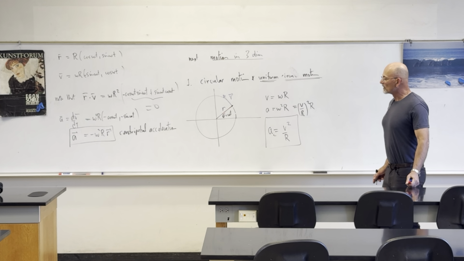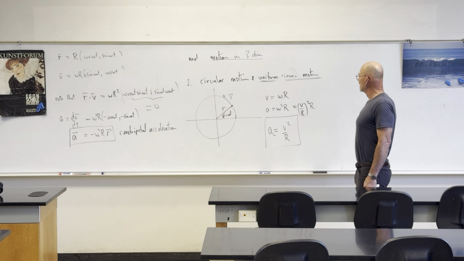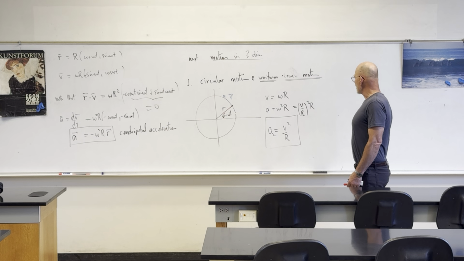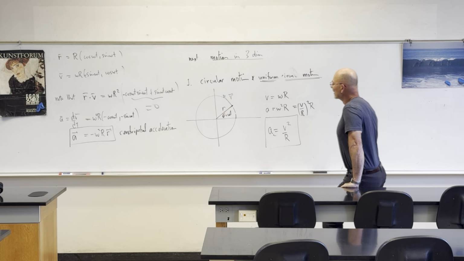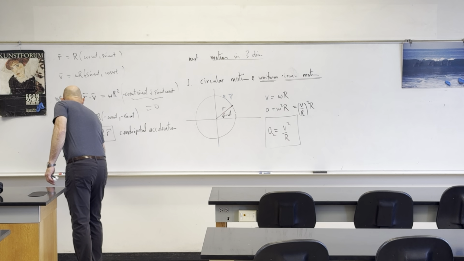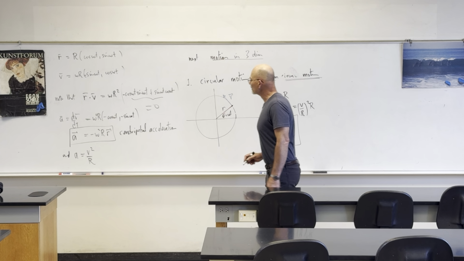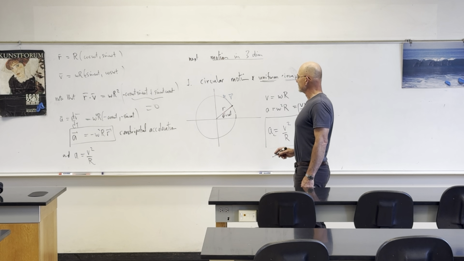I did an alternative derivation of this right at the very beginning of the semester, when we were talking about the shape and size of Earth. So I think I'll return to that one just to drive the point home. Over here, we can just add to this chart, and A is equal to V squared over R, like that, for uniform circular motion. Good.